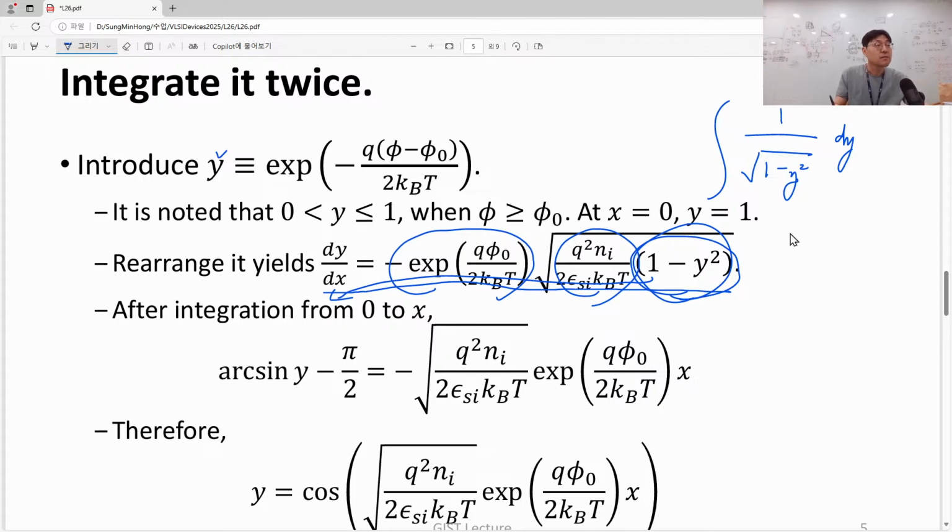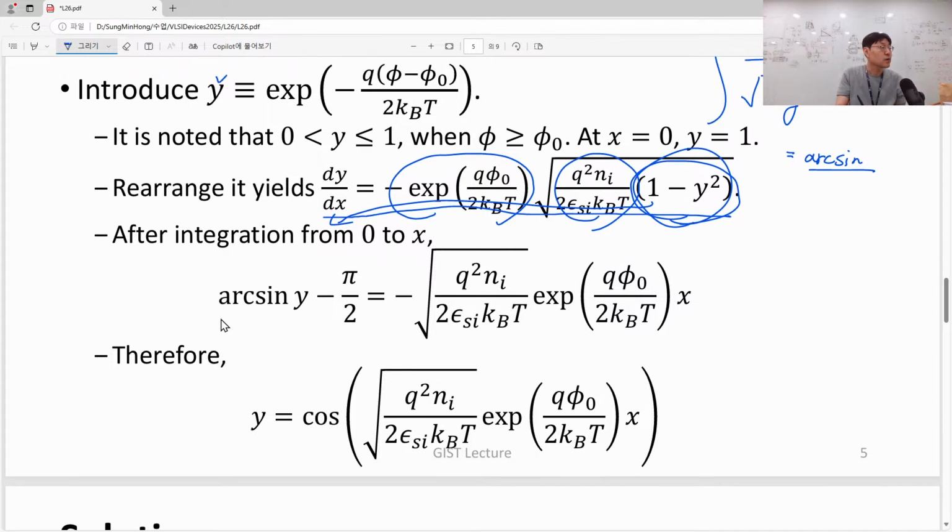Yes, and fortunately, its form is known. This one gives us arc sine, the inverse function of the sine function. So that's the reason why we now have the arc sine function. This is the inverse because sine function at y. What is y? This is the y evaluated at any arbitrary x value. In this case, we also have to calculate y evaluated at x equal to 0.